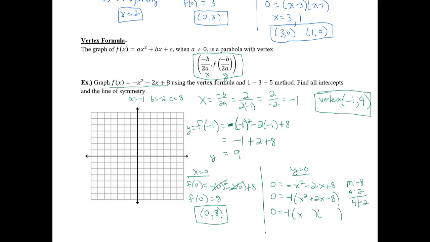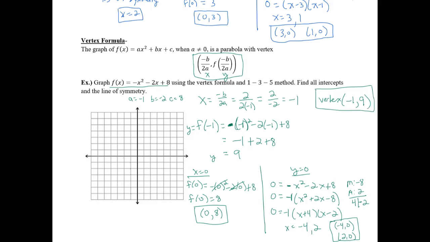So I go into x plus 4 and x minus 2. That means that x could be negative 4 or a positive 2. So those are two separate points again at negative 4, 0 and 2, 0. Right? They are the x-intercepts. Alright, so now I can graph this stuff.